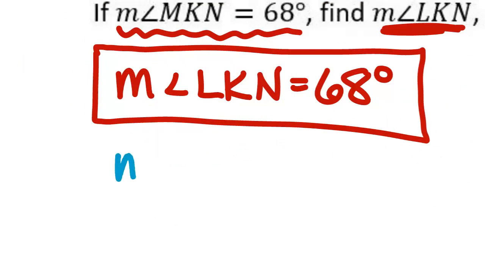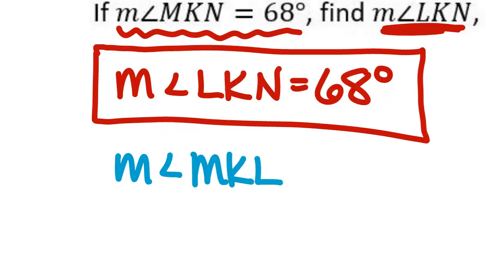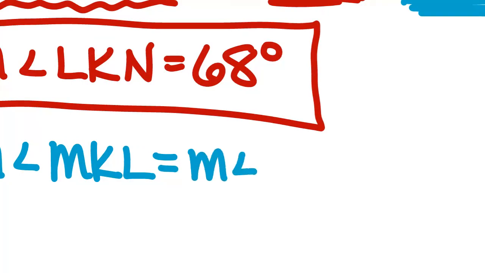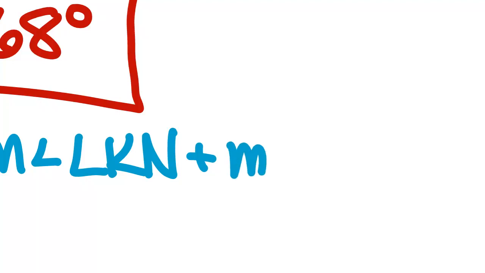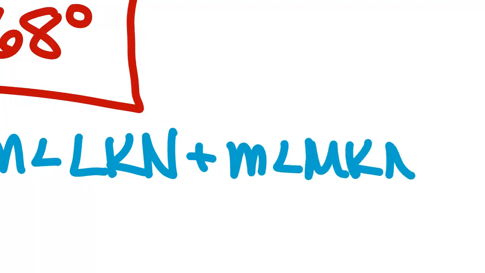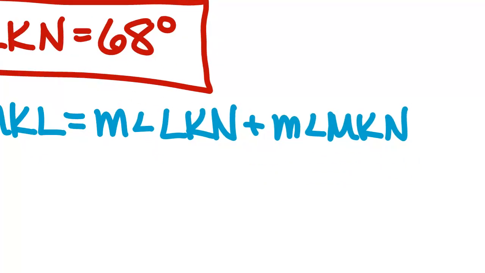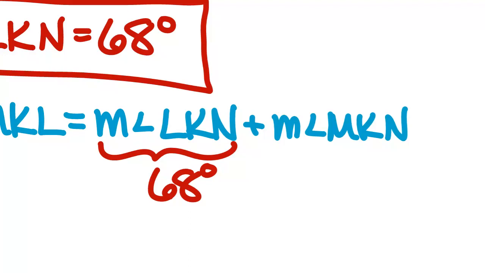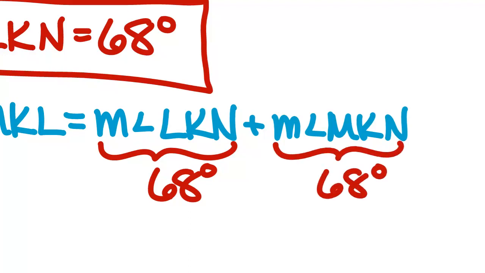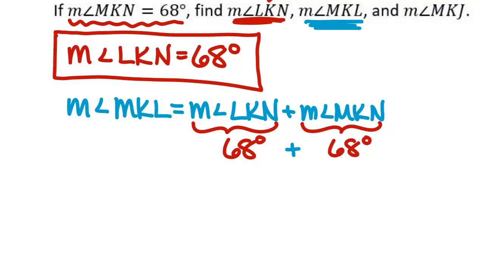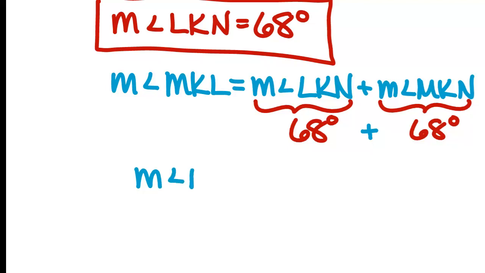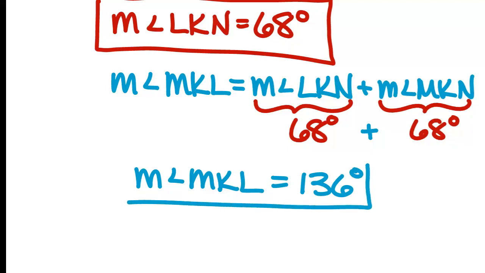Thank you, yes. So the measure of angle MKL is equal to the measure of angle LKN plus the measure of angle MKN. And those two angles were both 68. So we're going to add the 68 and 68 together, and you said that that was 136? Yeah. Awesome, thank you. Measure of angle MKL is 136 degrees.